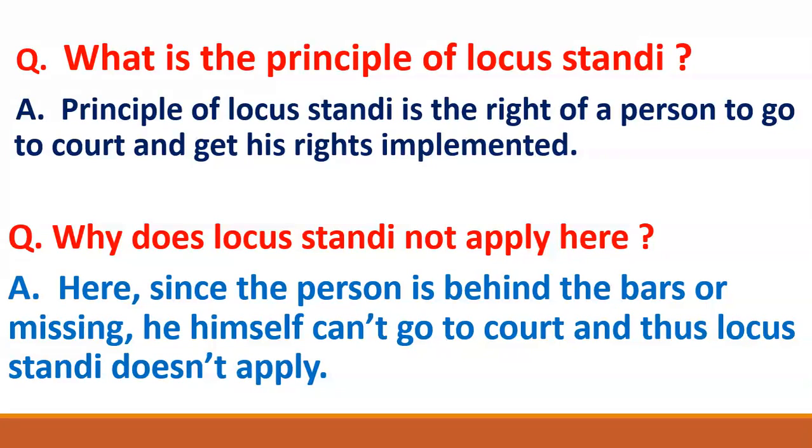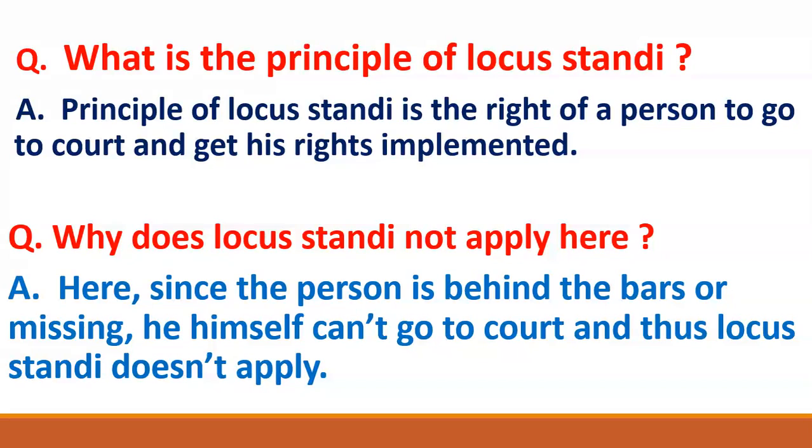So if the person cannot go to court, then any other person, his relative, his family member, or any acquainted person, or any other organization can go to court on behalf of him. Okay, and they can file habeas corpus on behalf of him.